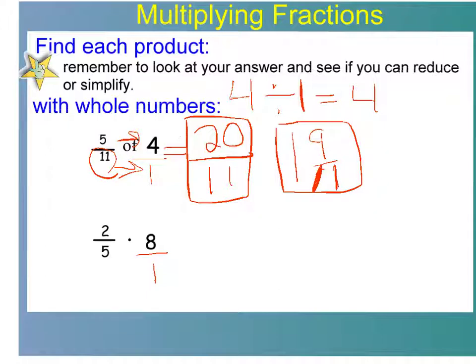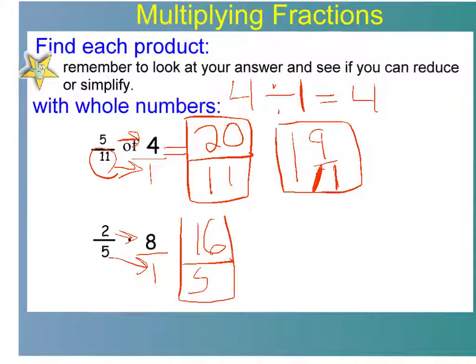Now, our last one here is we have 2/5 multiplied to 8 over 1. Well, let's check. Now, we can't reduce the tops. Can 2 and 1 be reduced? No. Can 5 and 8 be reduced? No, they can't. So let's just multiply straight across. So 2 times 8 is 16. 5 times 1 is 5.